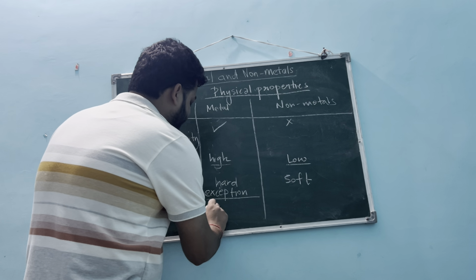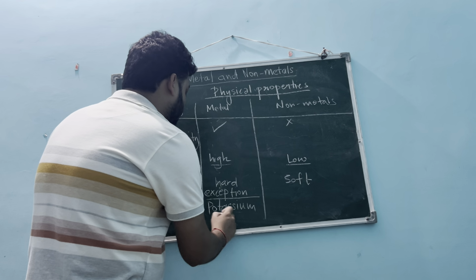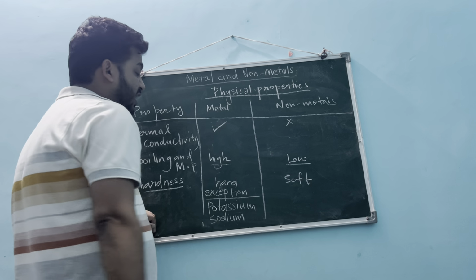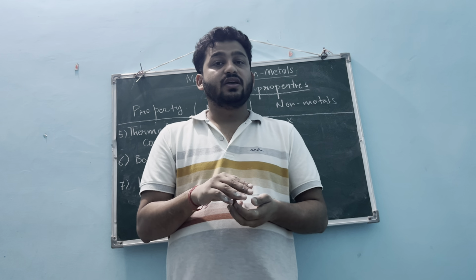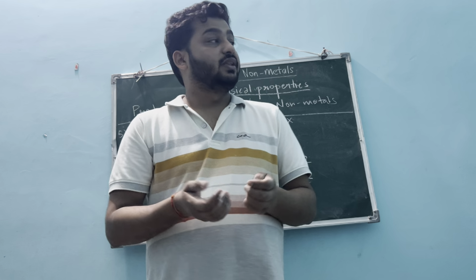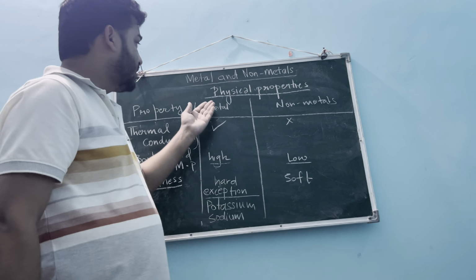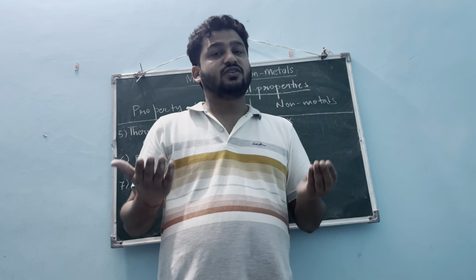Then there are potassium and sodium. They are very soft, so we can cut them with a knife. If we talk about density, the next property is density. Metals generally have high density, non-metals generally have low density, right? So these are the physical properties of metals and non-metals.